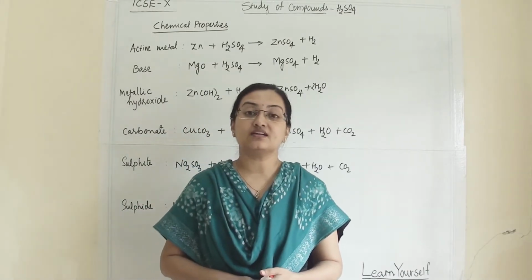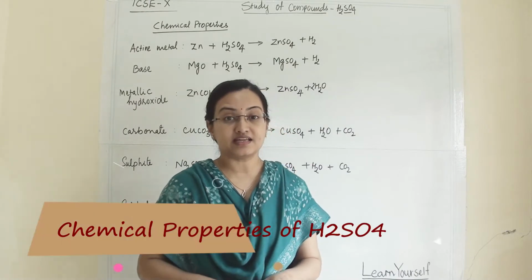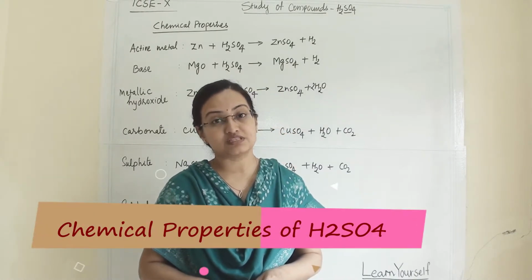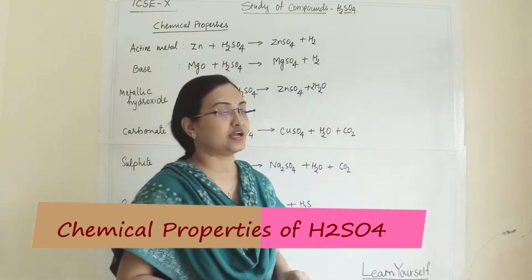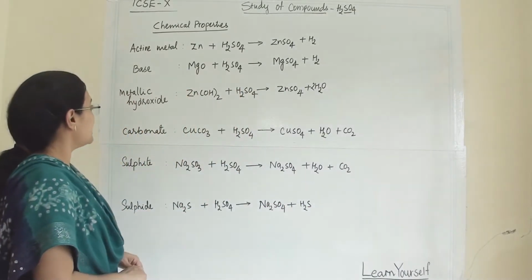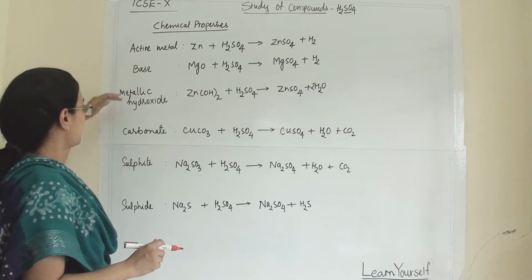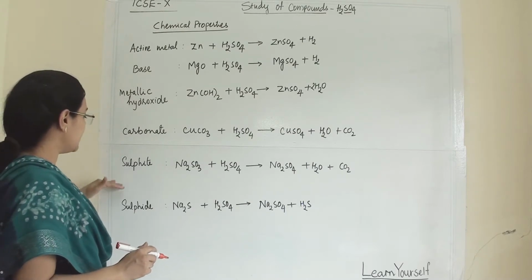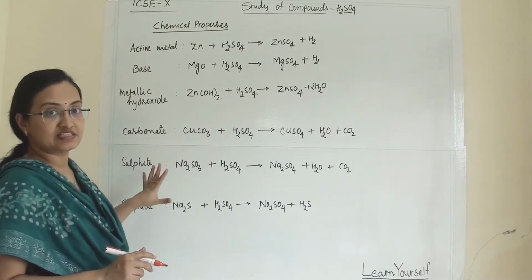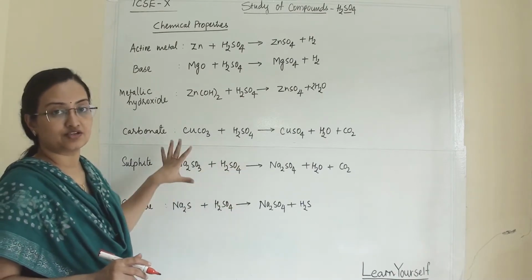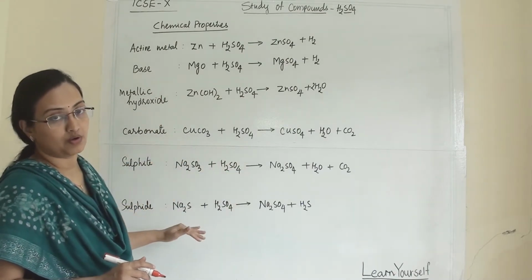These topics are under the ICSE Standard 10 syllabus from Chapter 7, Study of Compound: Sulfuric Acid. In this video we have taken active metal, base, metallic hydroxide, carbonate, and sulfide, and we will see sulfuric acid's action on all these compounds.